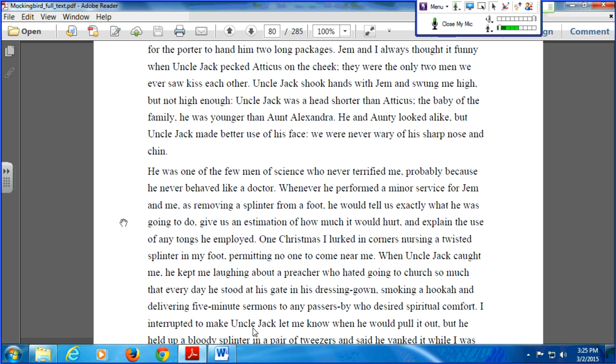He was younger than Aunt Alexandria. He and Auntie looked alike, but Uncle Jack made fair use of his face. We were never wary of his sharp nose and chin. He was one of the few men of science who never terrified me, probably because he never behaved like a doctor. Whenever he performed a minor service for Jem and me, such as removing a splinter from our foot, he told us exactly what he was going to do, gave us an estimation of how much it would hurt, and explained the use of any tongs he employed.